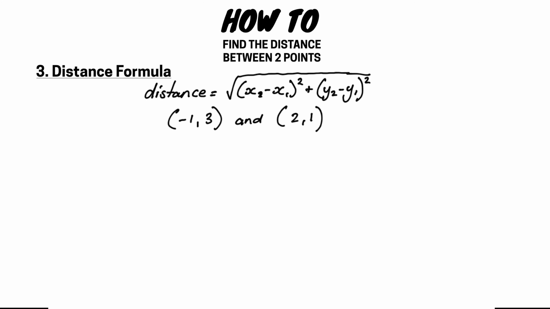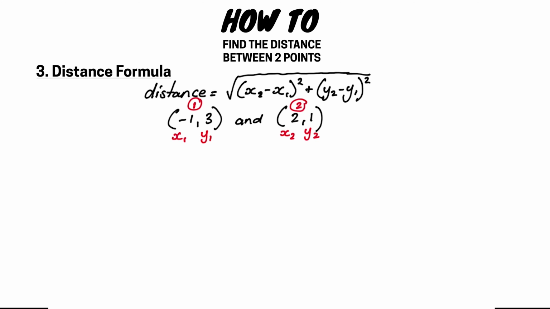So as you can see in the formula, we need an x1, a y1, an x2, and a y2 value. So let's call the point -1, 3, point 1, and the point 2, 1, point 2. Therefore, -1 becomes our x1 value, 3 becomes our y1 value, 2 becomes our x2 value, and 1 becomes our y2 value.